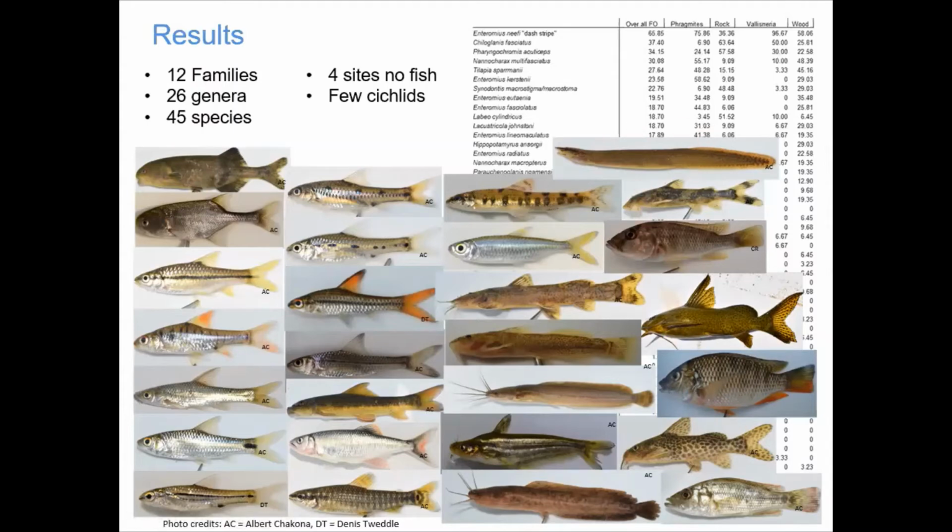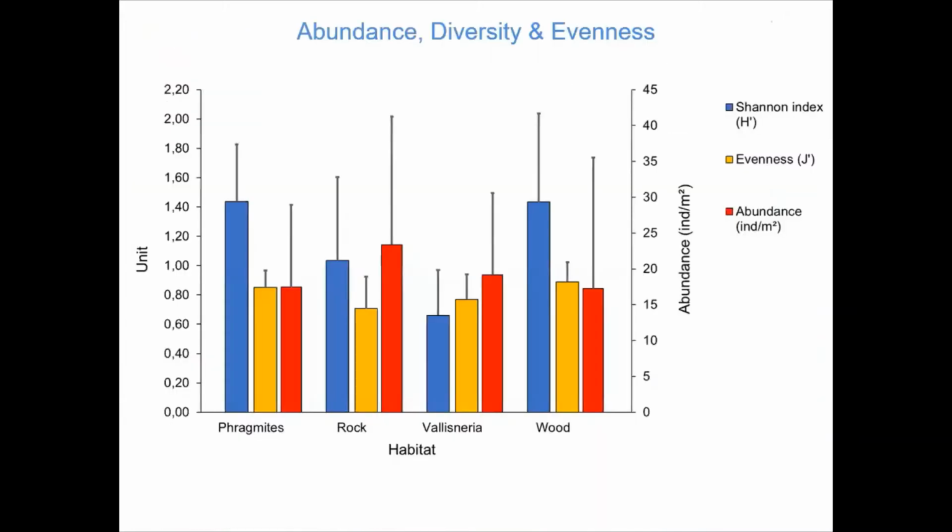Now, the 45 species we caught represents approximately 40% of the known species diversity from the system. Cichlids were underrepresented in the sampling, and this is likely due to their ability to evade the electrofisher. If we look at the abundance, diversity, and evenness results in the following graph, diversity and evenness are plotted along the axis on the left, while abundance is plotted against the axis on the right.